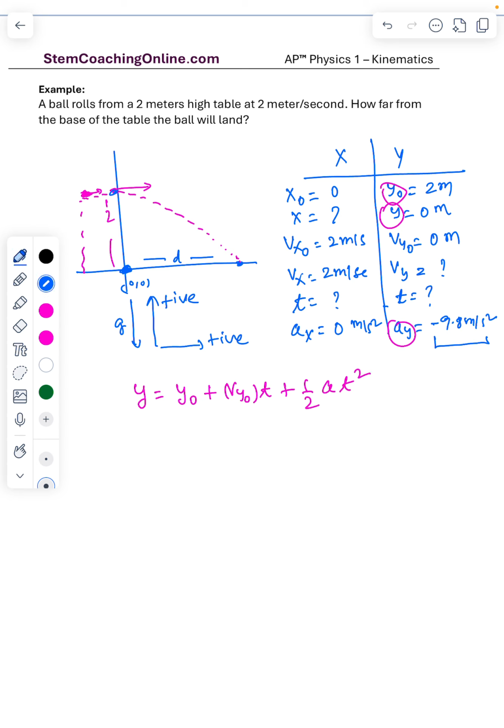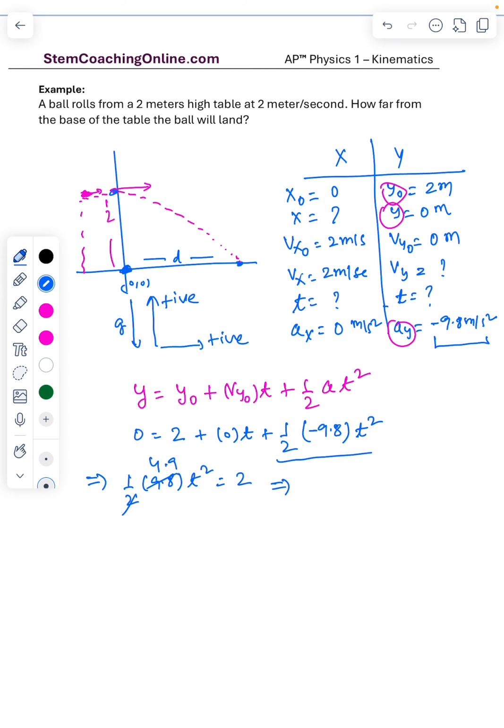Let's start plugging in the values. Final y location is 0, initial y location is 2, plus initial y velocity is 0, plus 1/2, the acceleration in the y direction negative, and t squared. Move this to the other side, and we get 1/2 times 9.8 t squared equals 2. We can cross out and this will become 4.9, which implies t squared equals 2 over 4.9, which means t is equal to the square root of 2 over 4.9.